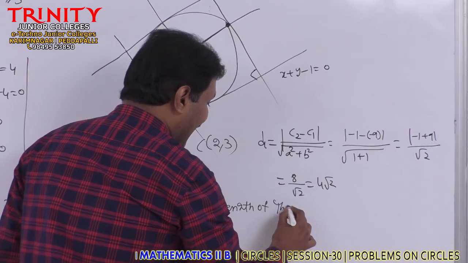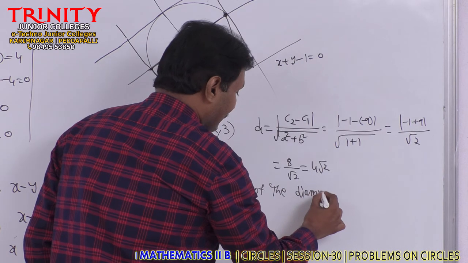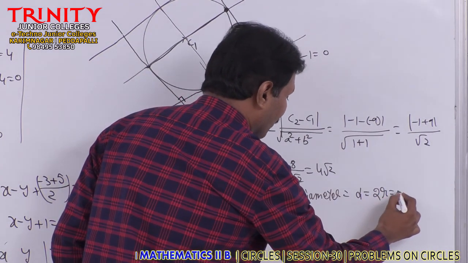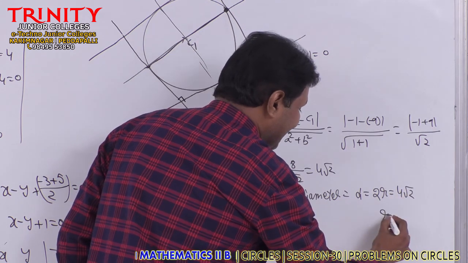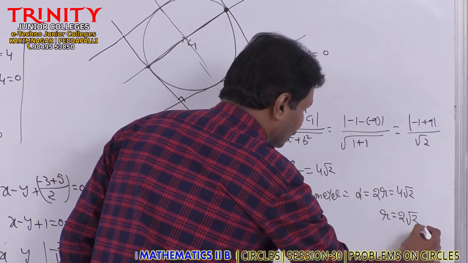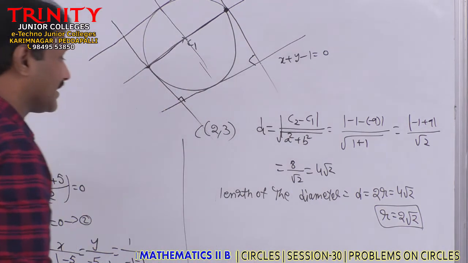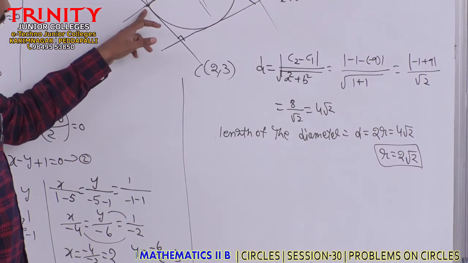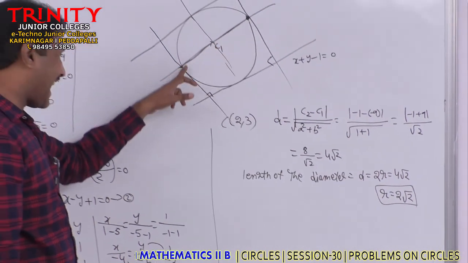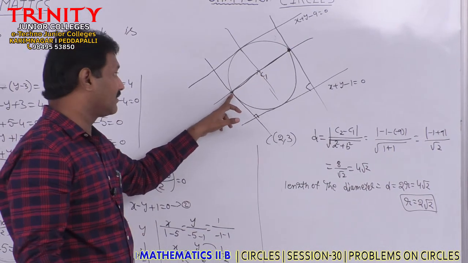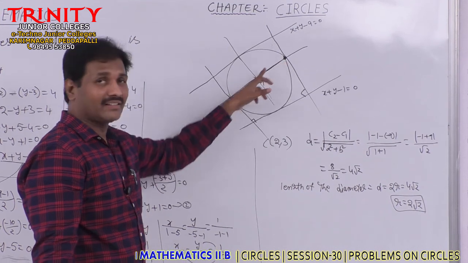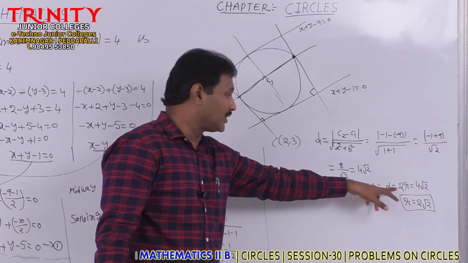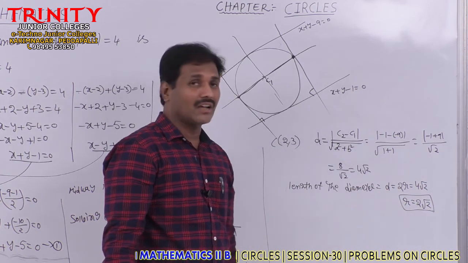Length of the diameter D equals 2r equals 4 root 2. Radius r equals 2 root 2. The radius of the required circle is 2 root 2. Therefore, the distance between the two parallel tangents is the length of the diameter. The length of the diameter equals 2 into radius.